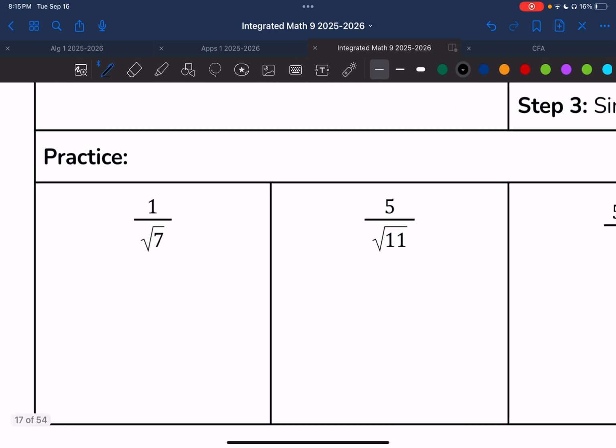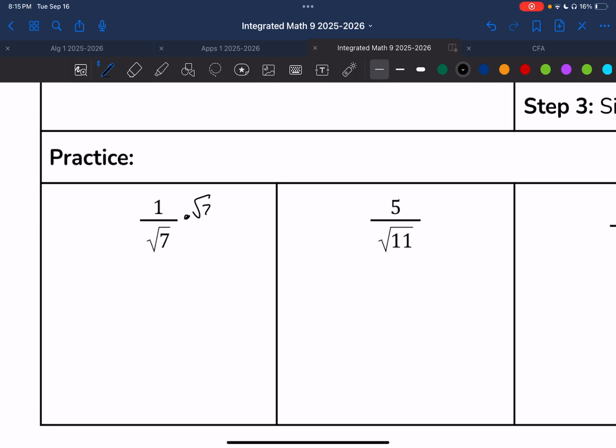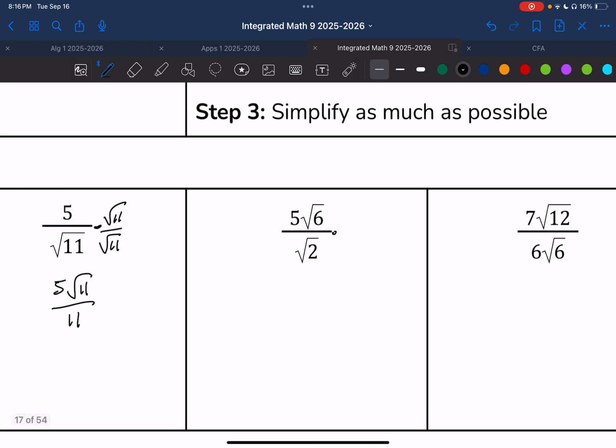We have some practice questions down here. So we can write that as root 7 over root 7. It's going to be root 7 over root 7 times root 7 is just 7, so root 7 over 7. Here we're going to multiply by root 11 over root 11. It's going to give us 5 times the square root of 11 over 11. Or here, we're going to multiply by root 2 over root 2.